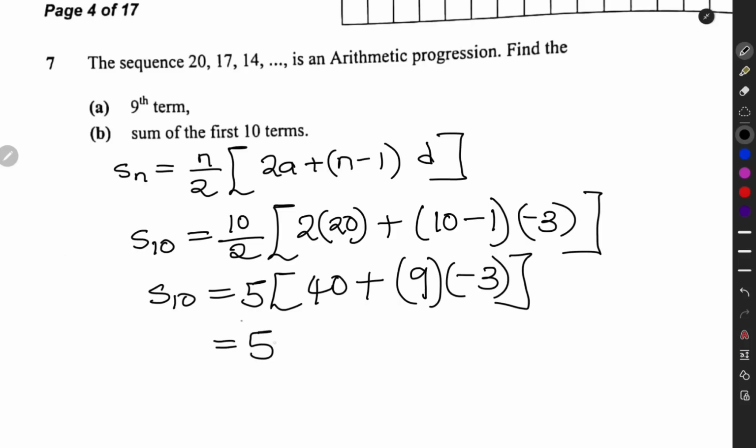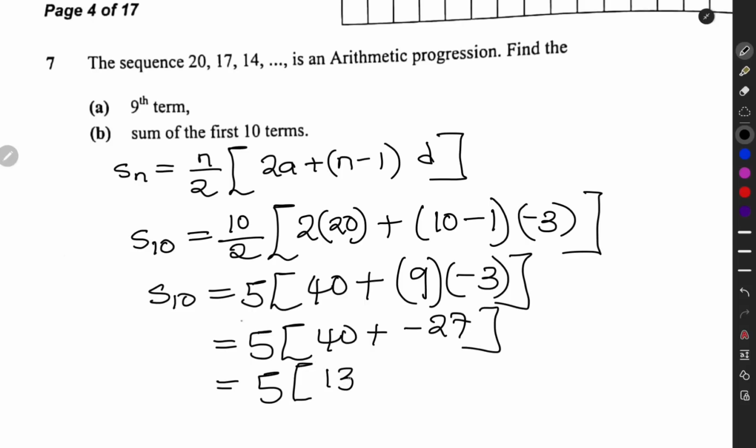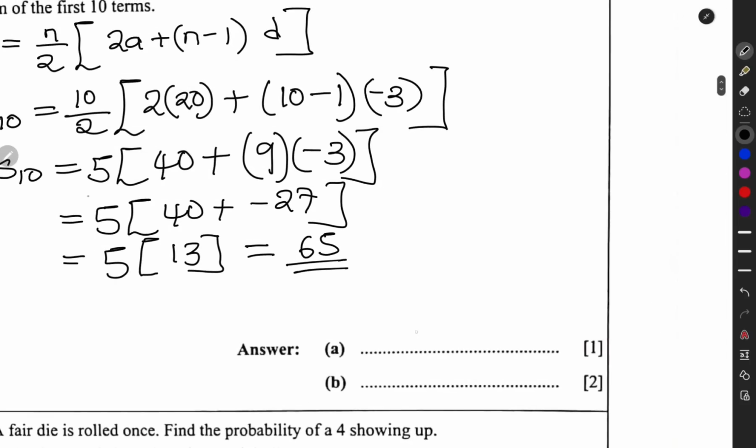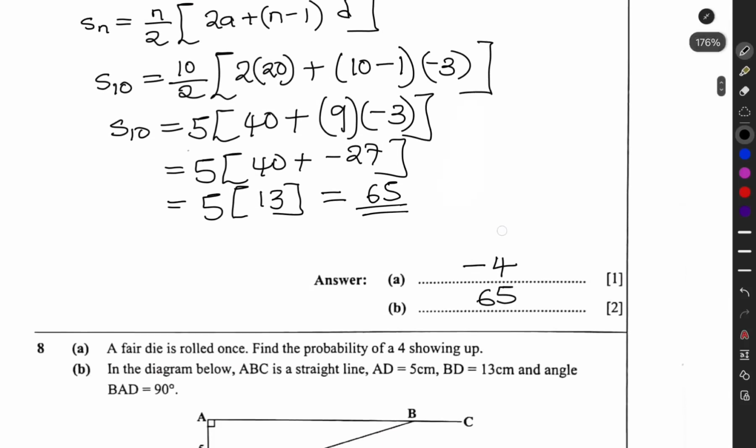So this is going to be 5 in brackets, 40 plus -27. 40 plus -27 is the same as 40 minus 27, and the answer we're getting is 13. So what is 5 multiplied by 13? If you multiply 5 by 13, the answer is 65. So the two answers for this question: the first one is simply -4, and part B is 65. That was the sum of the first 10 terms.